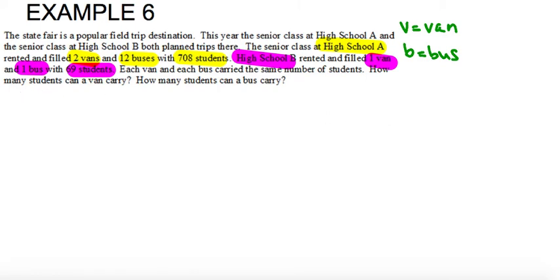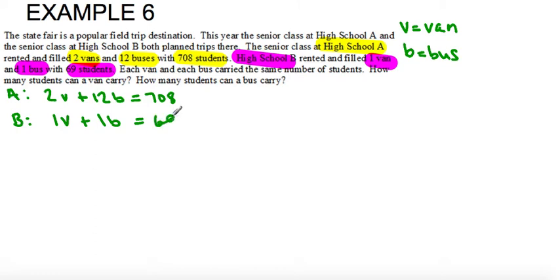Okay, so let's set up our equation. We know that high school A is going to have an equation, and we know high school B is going to have an equation. So high school A filled 2 vans plus 12 buses, and the total amount of students was 708. High school B filled 1 van and 1 bus, and there were 69 students.